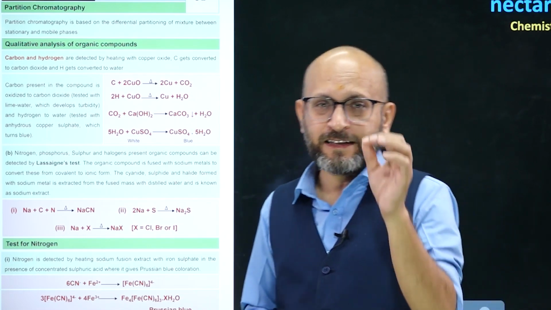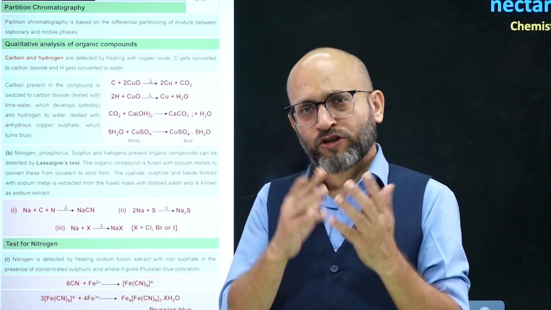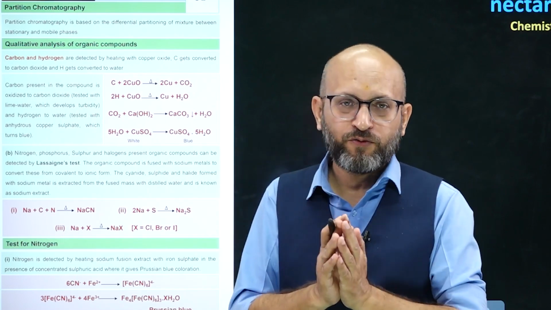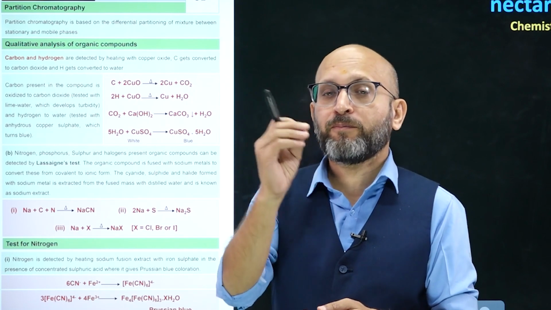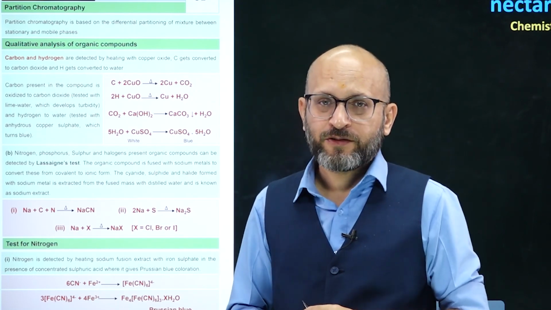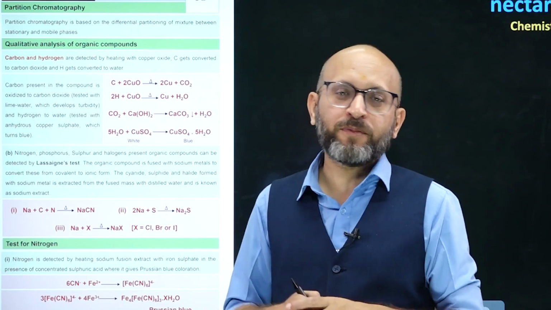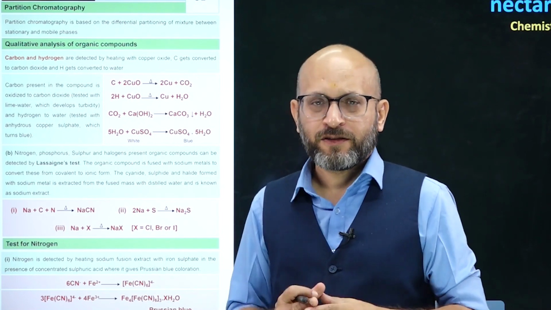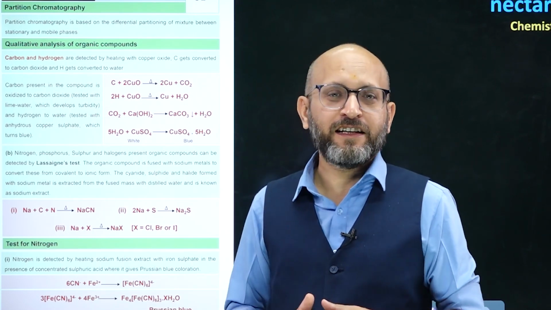Hydrogen is converted into water by oxidation, of course. So hydrogen of the organic compound is converted into water, and water reacts with copper sulfate to form a blue colored precipitate, that is CuSO4.5H2O. If a blue precipitate is formed, then we understand that water is formed and we have hydrogen in the given compound. So these are the tests of carbon and hydrogen. These are basically called Liebig's test.